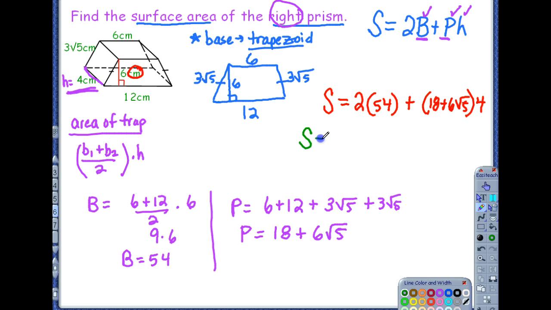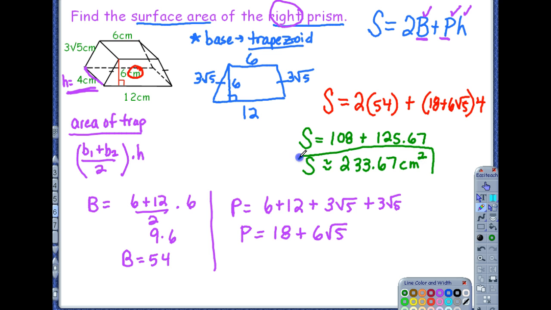So I'm going to say the 2 times 54 is going to give us 108. And if I type in my calculator 18 plus my 6 radical 5, I'm going to hit equals first before I hit times 4, just so I know I'm not goofing anything up. That's going to give me about 125.67. But I'm going to leave the big long decimal in my calculator and just say plus 108 to get my 233.67 centimeters.